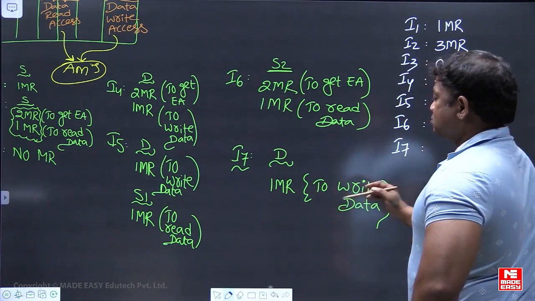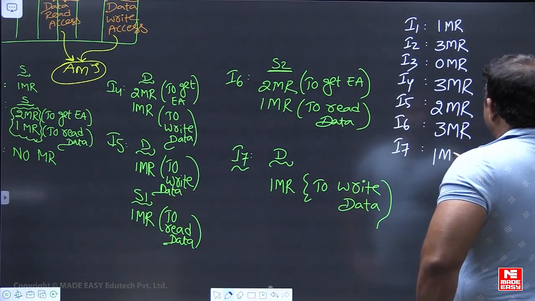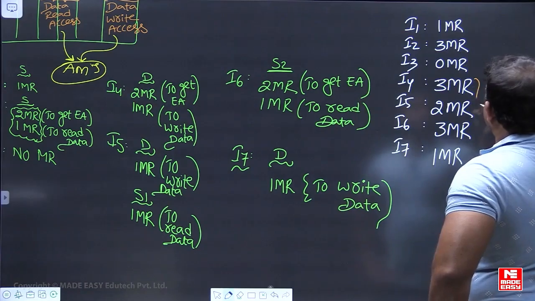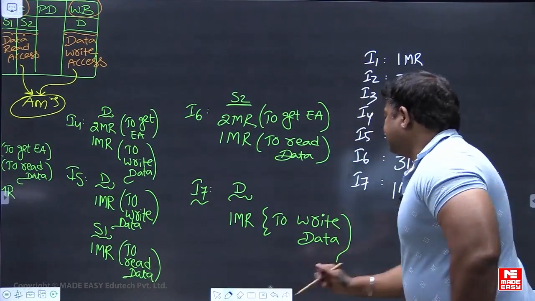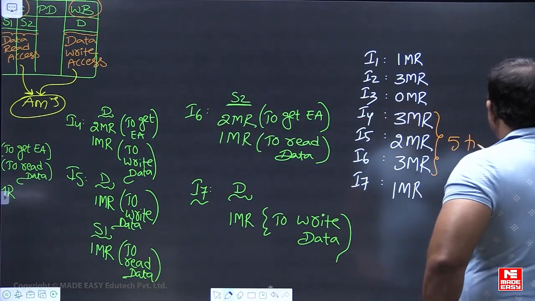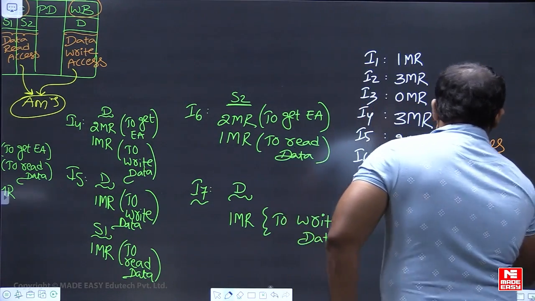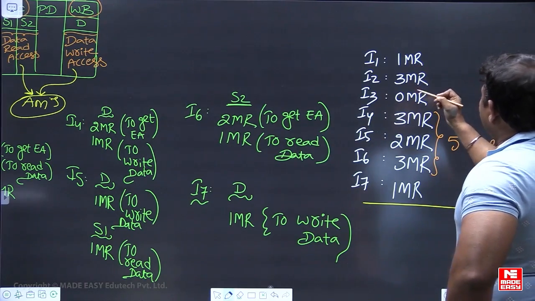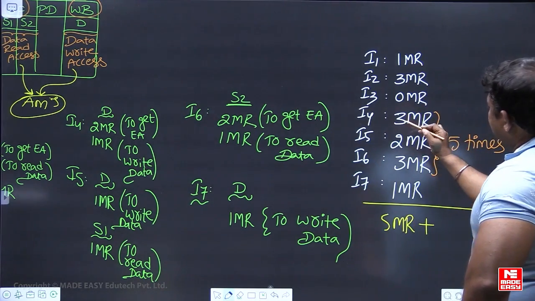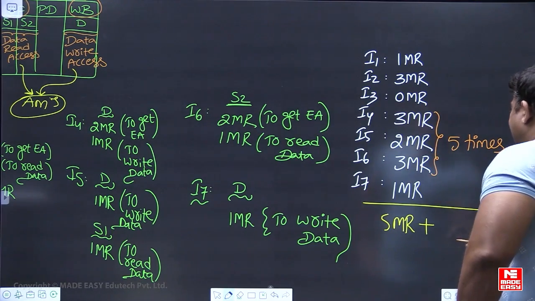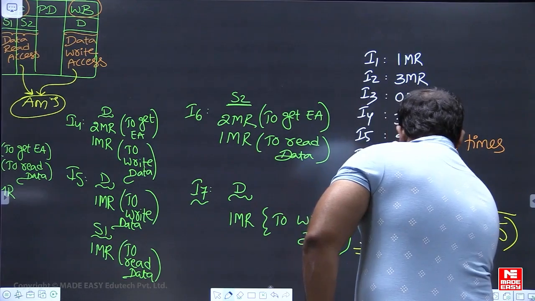I5 2 MR, I6 3 MR, I7 1 MR. But here I4, I5, I6 run how many times? They are given in the question as 5 times in the code, so multiply by 5. So total execution time in memory references equals 1 plus 3 is 4, 4 plus 1 is 5, 5 MR; then 3 plus 2 is 5, 5 plus 3 is 8, 8 MR into 5 times. So this is equal to 45 memory references.